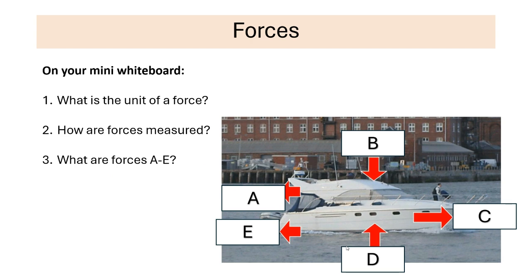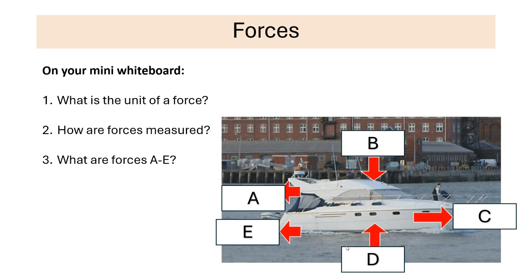All right, welcome back. The unit of a force is the newton, and forces are measured using a newton meter. B is a force going downwards. That's called the weight, caused by gravity on an object with a mass. C is the thrust, caused by the engine, which makes the boat move forward. D is called upthrust, the force exerted by the water on the boat.